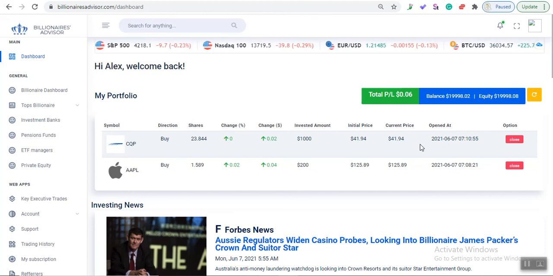In this example, we've used Stephen and Buffett to highlight how simple it is for you to get started trading stocks using the Billionaires platform without any knowledge whatsoever.